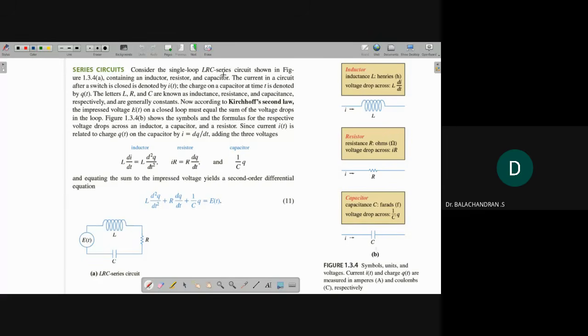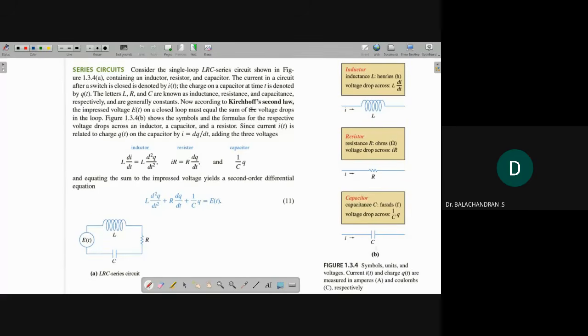Okay, consider an LCR series circuit shown in this diagram, containing an inductor, resistance, and a capacitance. The current in a circuit after a switch is closed is denoted by I of t, and the charge on a capacitor at time t is denoted by q of t. L, R, C are known as inductance, resistance, and capacitance.